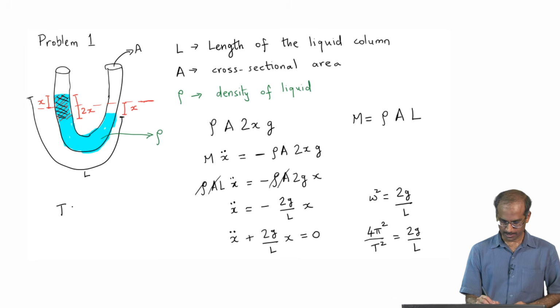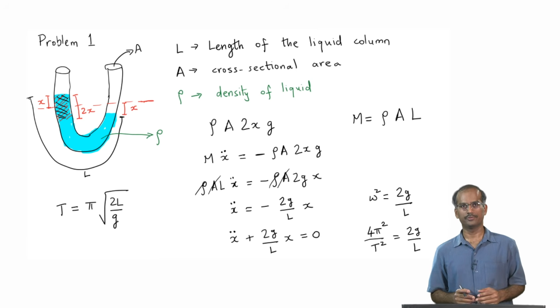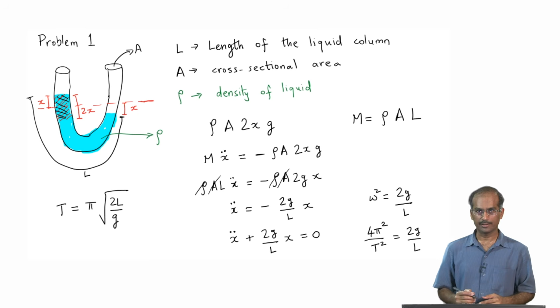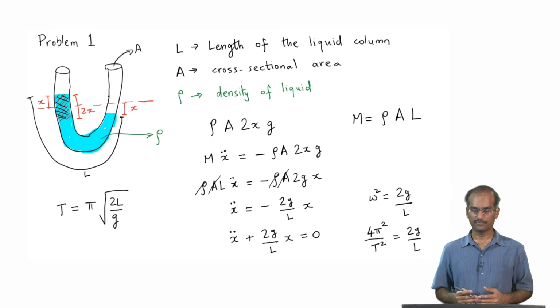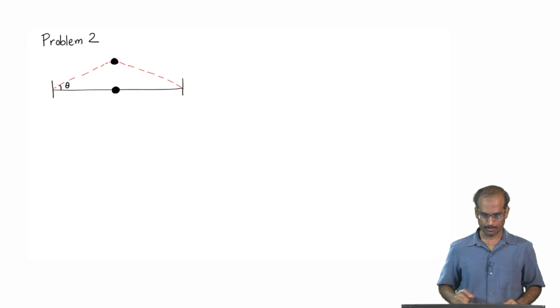So, if you do that, time period will be equal to pi multiplied by root 2 L by g, and I leave it as an exercise for you to check if the right hand side of this equation has dimensions of time. So, let us now go to the next problem.